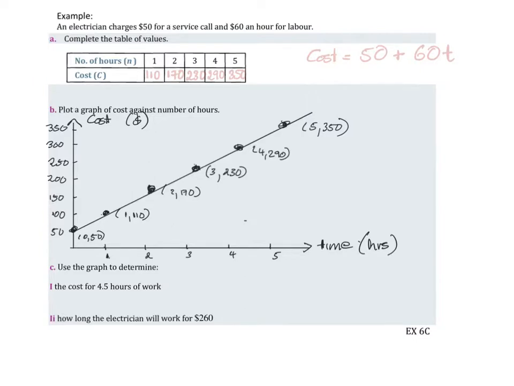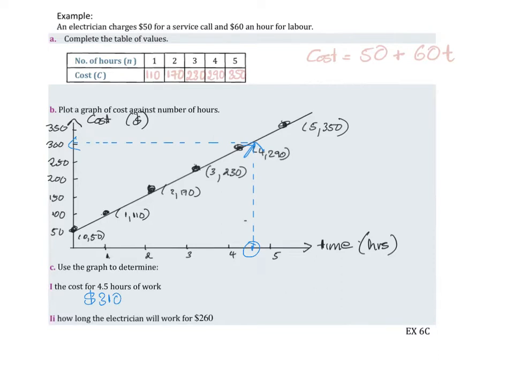All right, the next bit is asking us to use the graph. So now that we've got the graph, it wants us to use the graph to find the cost for 4.5 hours work. So by drawing a line up from 4.5 up to our graph and then across to our vertical axis, you can see there that, again, my scale is fairly large, but you can see that the cost is around about $310. That's just reading straight from a graph.